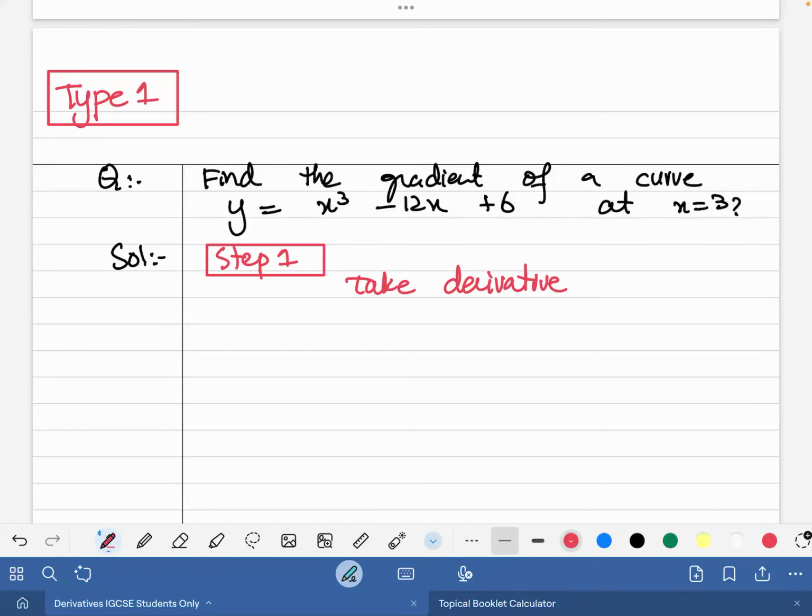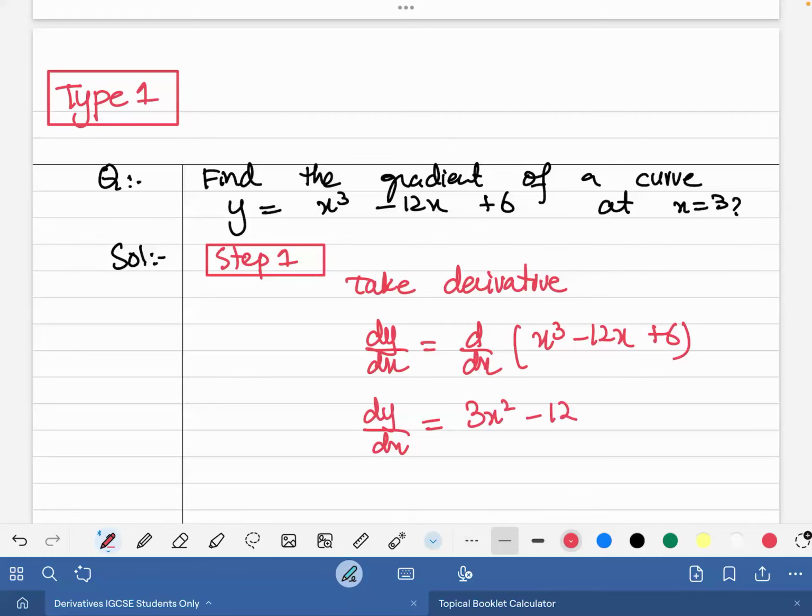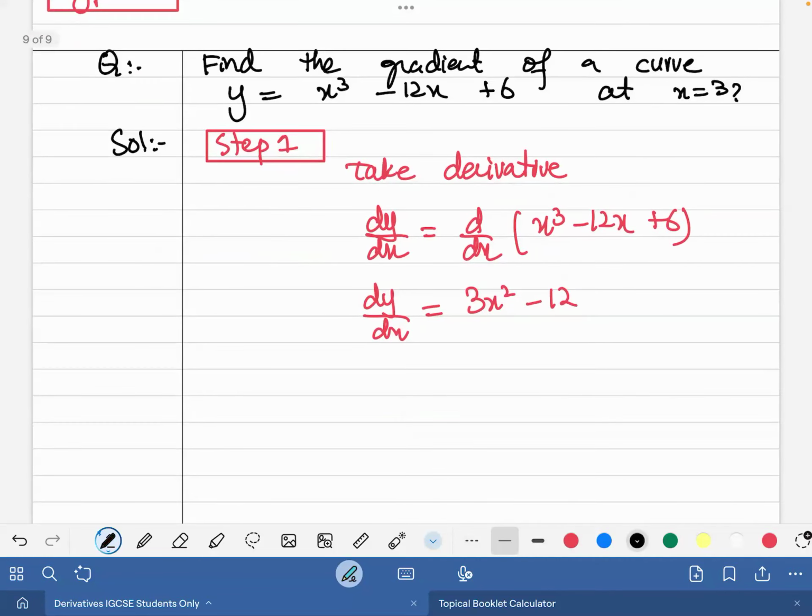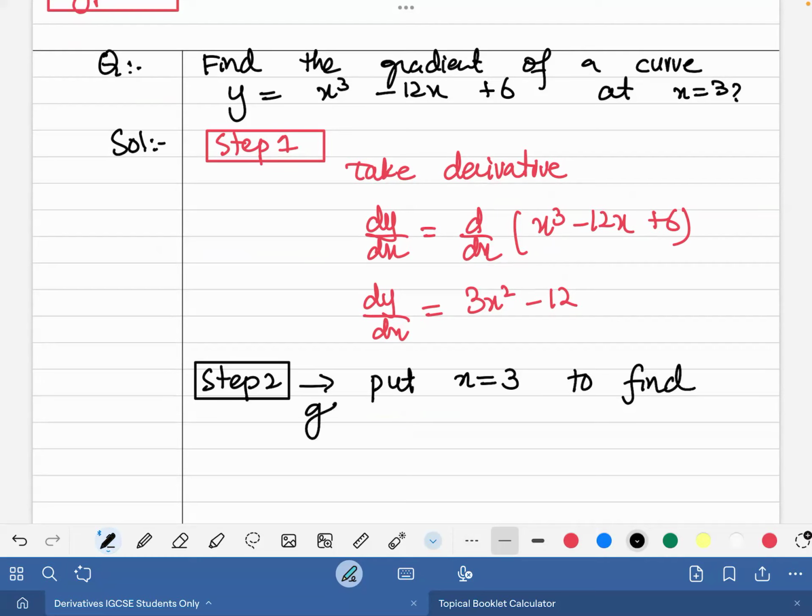So dy by dx is equals to dy by dx of the right side, which is x cubed minus 12x plus 6. So dy by dx is equals to 3x square minus 12. That is what your gradient function is. Step 2. Once you're done with the derivative, put x equals 3 to find gradient, because dy by dx is your gradient function.